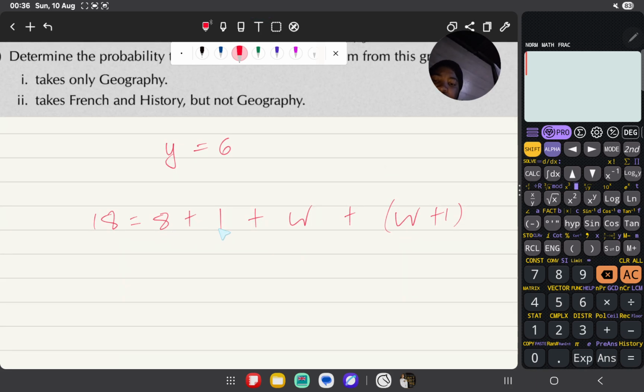So I have 1 here. Okay, let me just say 18 plus 9 plus w plus 1 plus w, right? You're already seeing here this is going to be 2w, right? And here you have a 10, so that is 18 minus 10, so 2w equals 8, and then w equals 4, right?